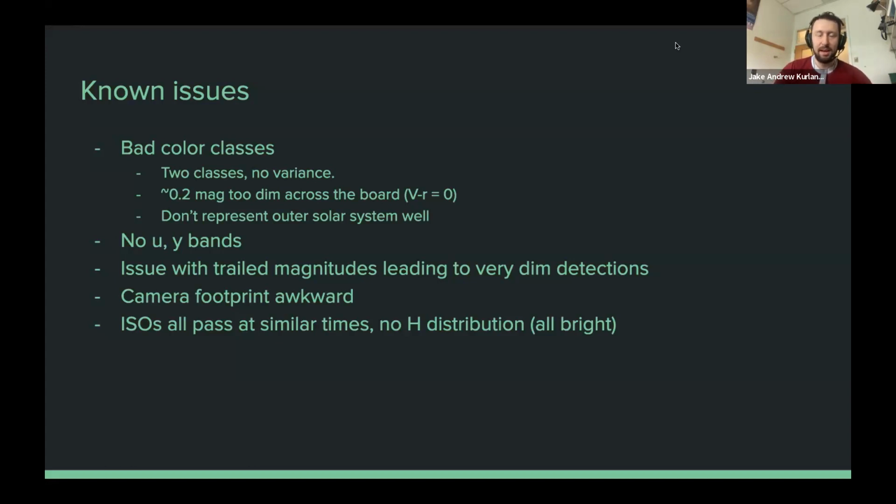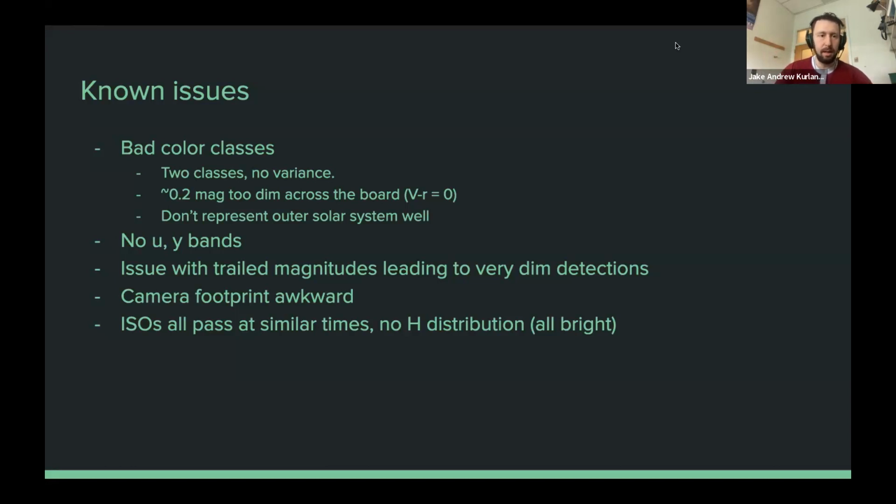And they are all absolute magnitude 15, no variance there. So they're all like 7 magnitudes brighter than Oumuamua, which probably isn't right, but who knows? We don't have population statistics on them really yet. So yeah, these are all the known issues.